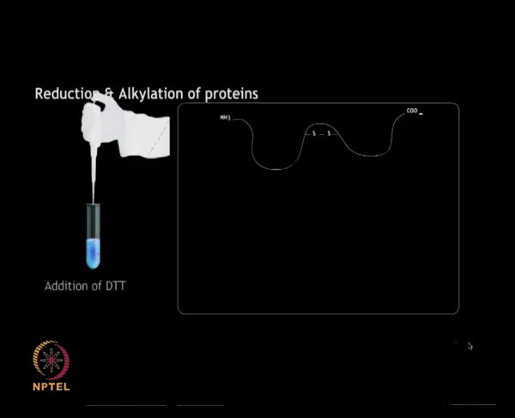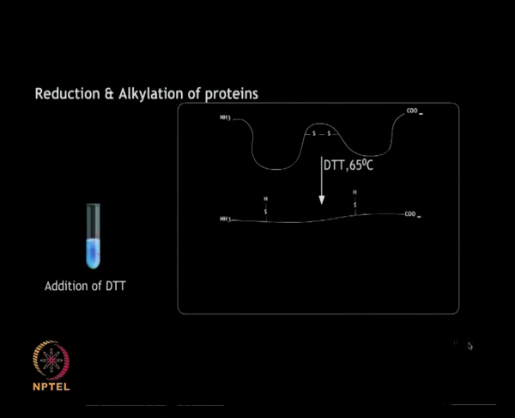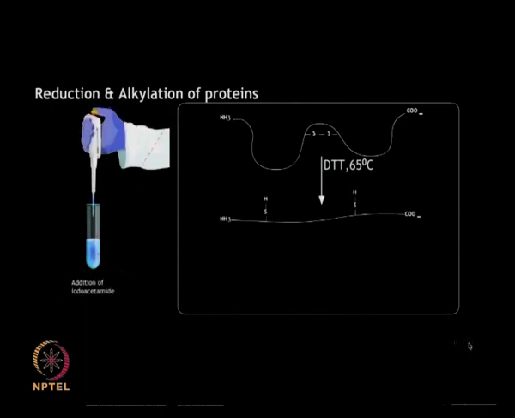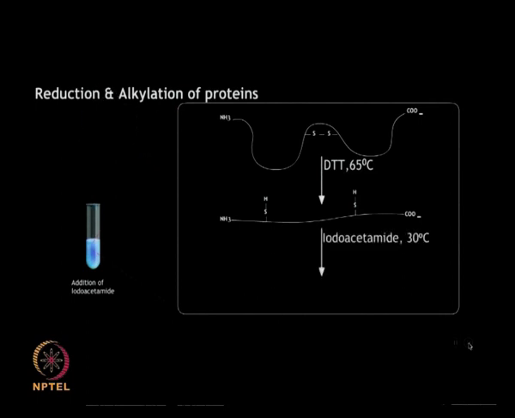The protein solution is treated with a reducing agent like dithiothreitol, DTT, which cleaves the disulfide bonds in the protein. This is followed by treatment with iodoacetamide or IAA, which alkylates the sulfhydryl group and thereby prevents the reformation of disulfide bonds.